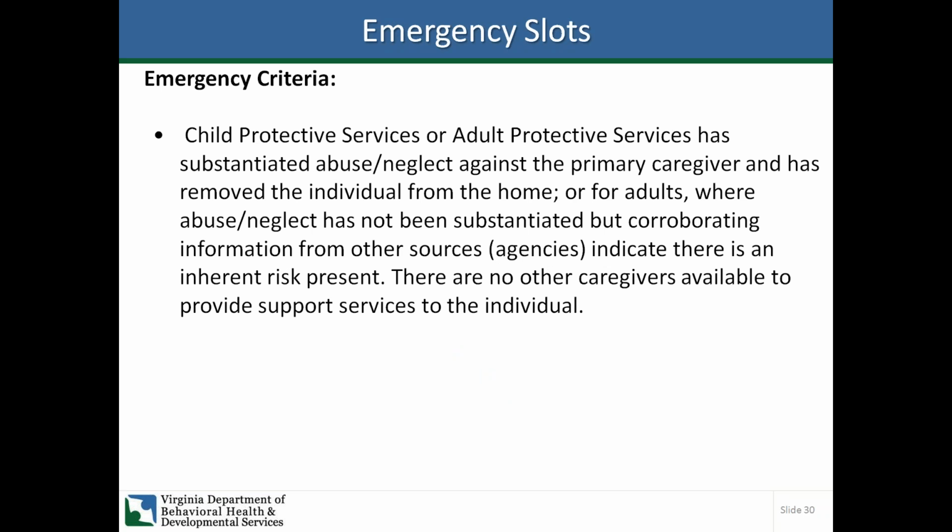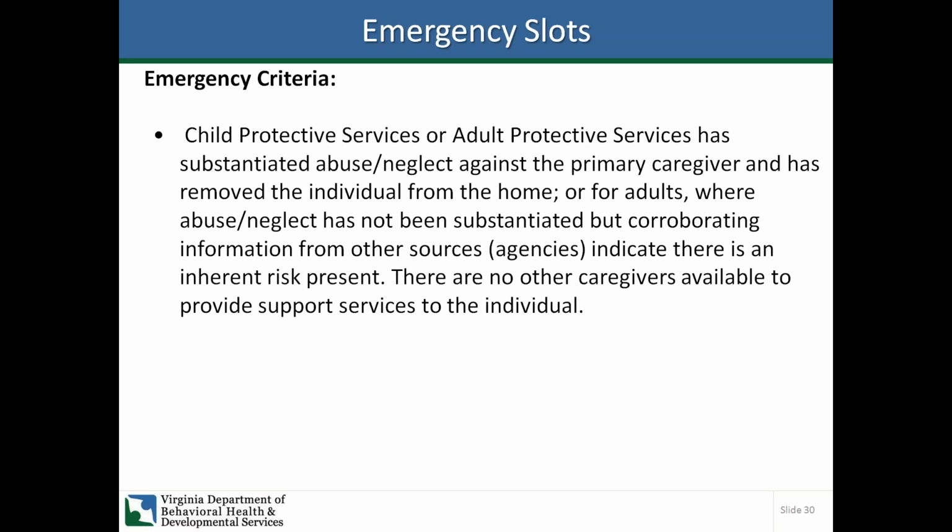The emergency slots are accessed through the following criteria. Either a child protective services or adult protective services substantiated abuse or neglect against a primary caregiver, so that the individual has to be removed from the home, or for adults where abuse or neglect hasn't been substantiated, but there is pretty solid corroborating information from other sources that there's an inherent risk present and there's nobody else to provide support to that individual. An emergency slot may be available.